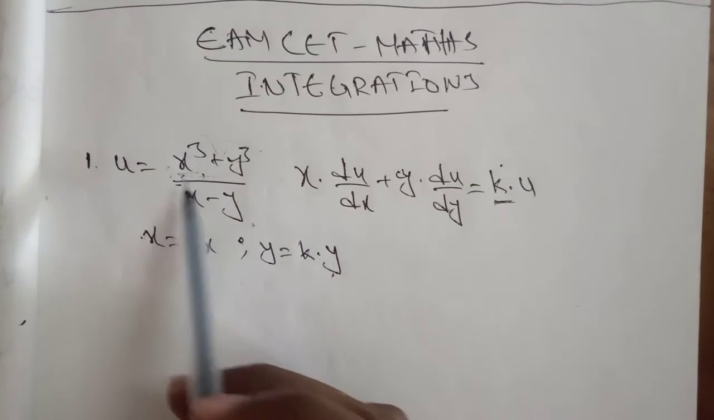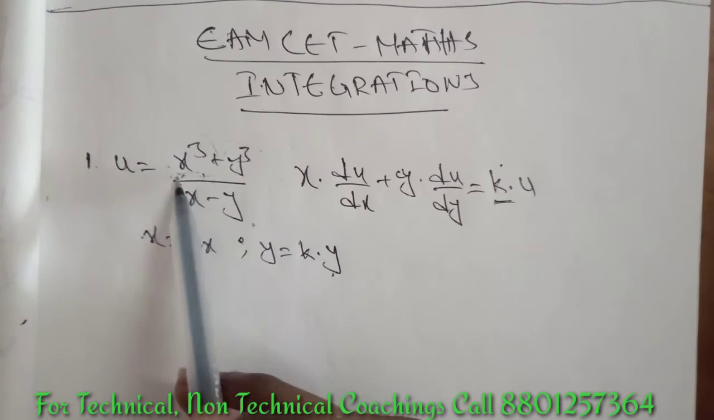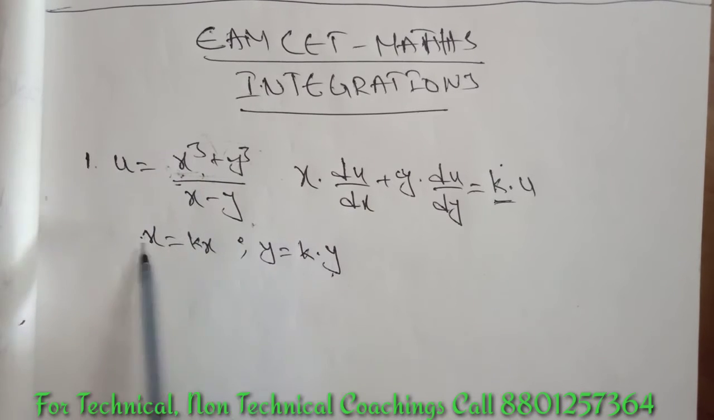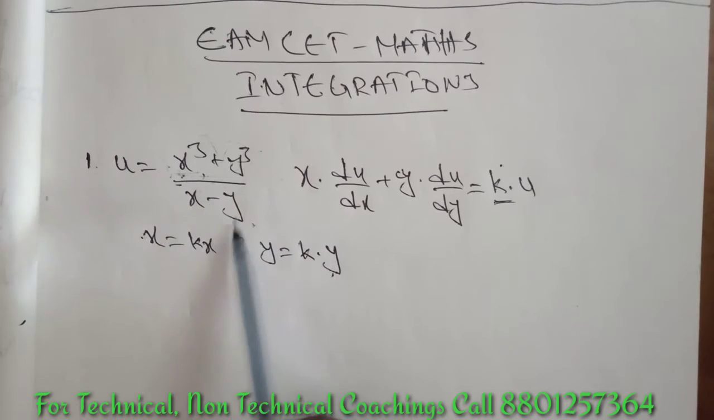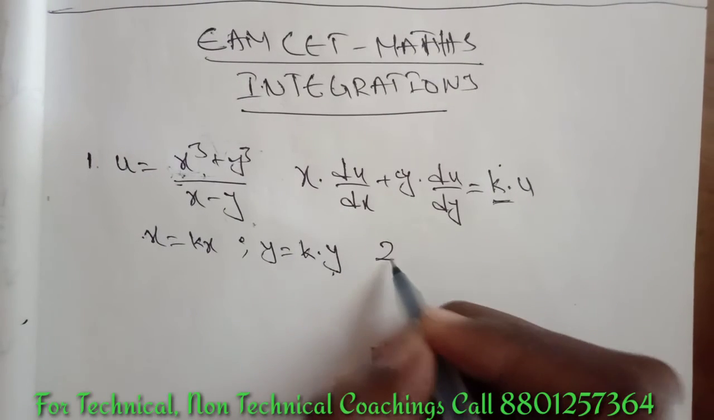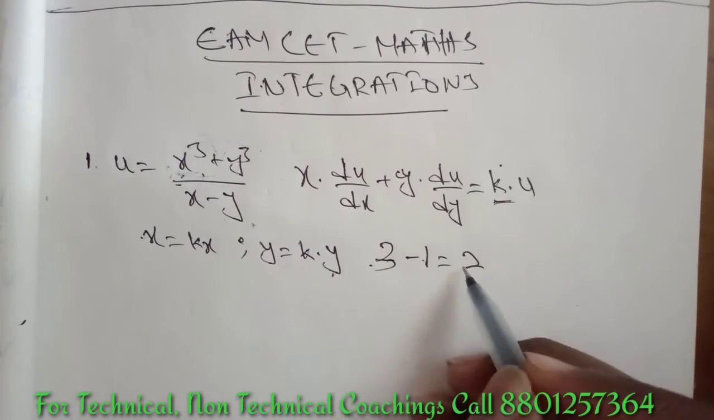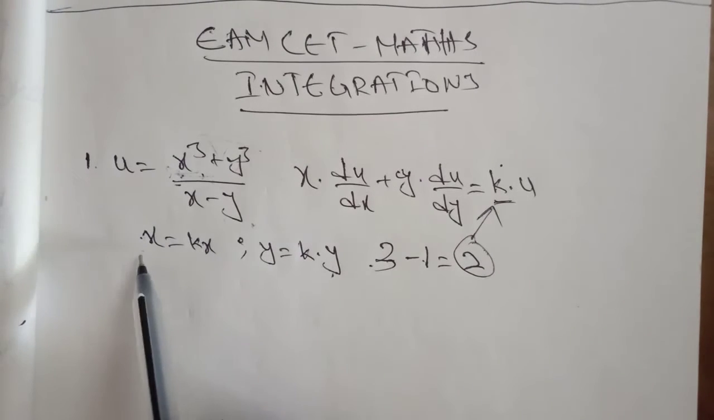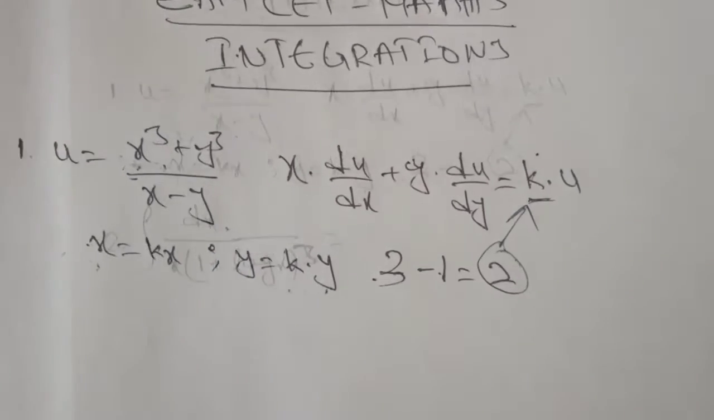See, the concept here is you have to subtract the denominator power from the numerator power, as the numerator has the same power, x power 3 and y power 3, and the denominator also has the same power, x power 1, y power 1. So you can simply subtract to get the value of k. 3 minus 1 equals 2. So this is the value of k. You need not do any simplifications and so on.